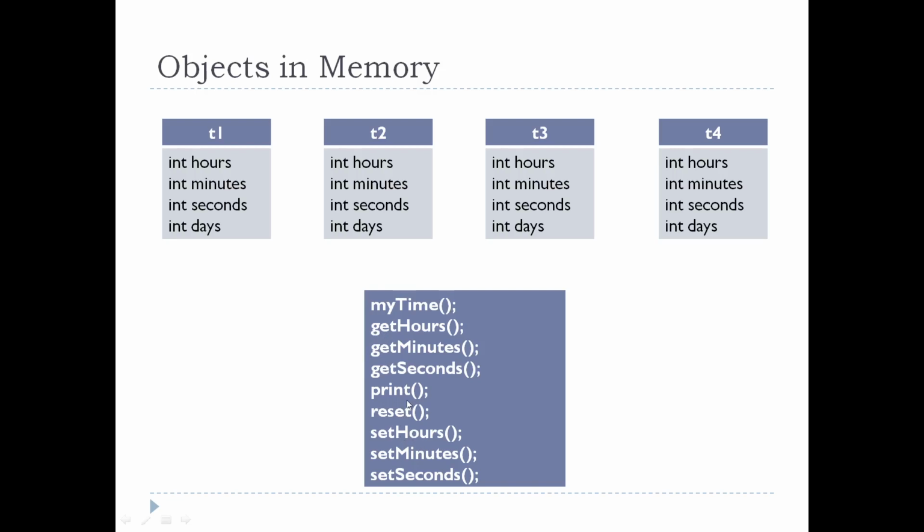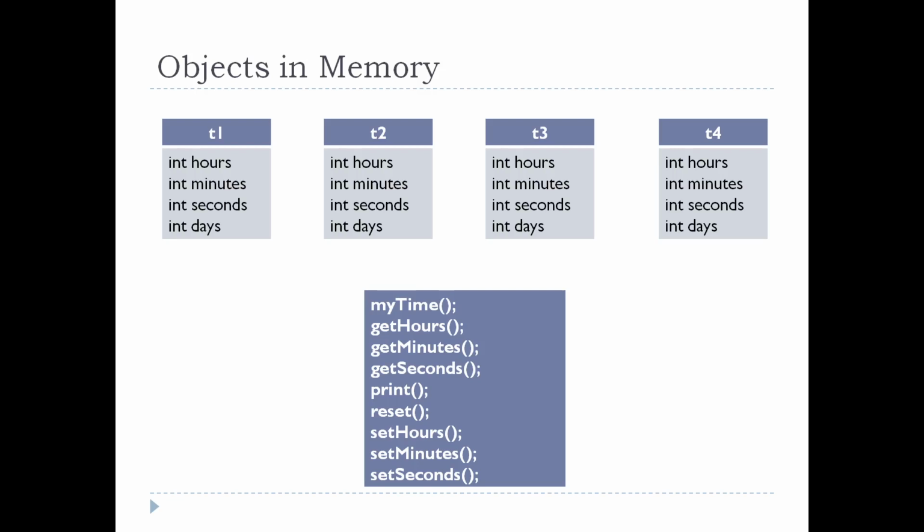So say, for example, if in the main program we say t1.print, the print function is being invoked for the object t1. So the print function will receive the address of the object t1 in a special pointer called this. Okay, so you can access this pointer.